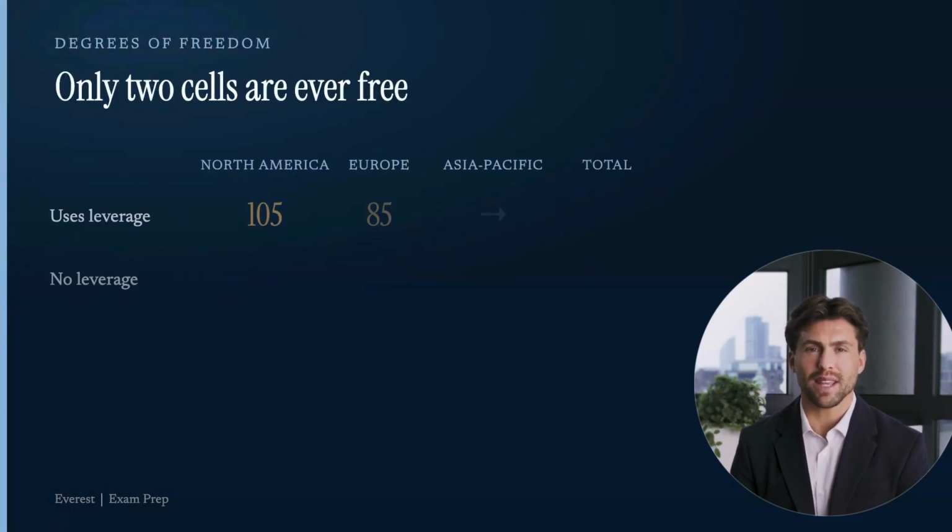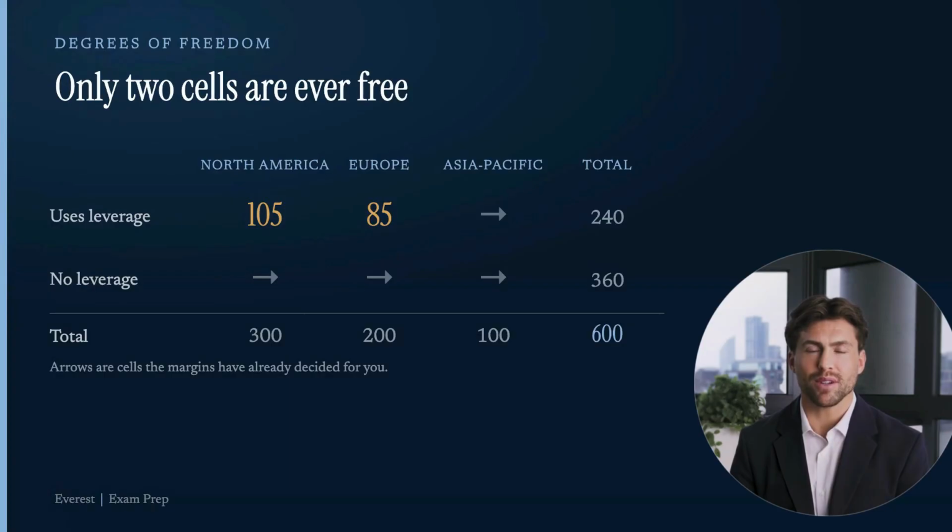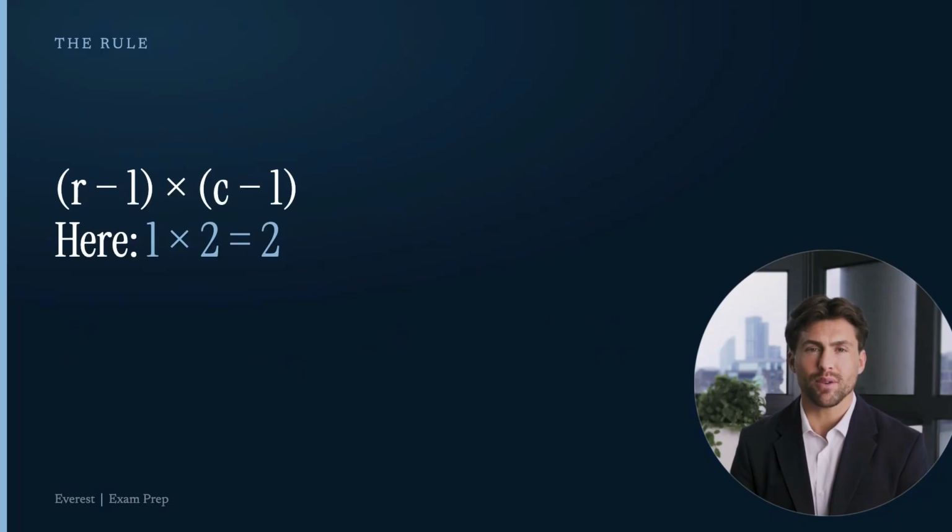Degrees of freedom next. And here's the picture that makes the rule obvious rather than memorized. Fix all the row and column totals. Now try to fill the table in. You can choose the first cell freely, you can choose the second freely. After that, every remaining cell is forced. The totals finish the job for you. 2 free cells, 2 degrees of freedom.